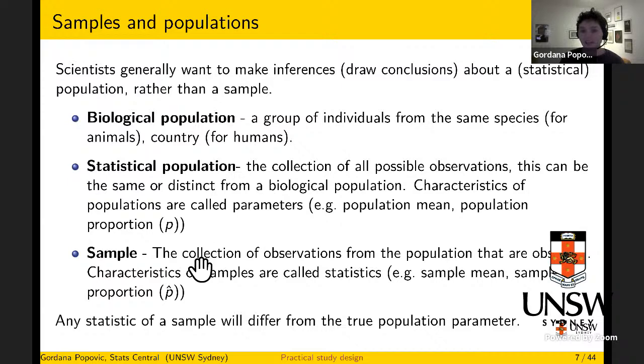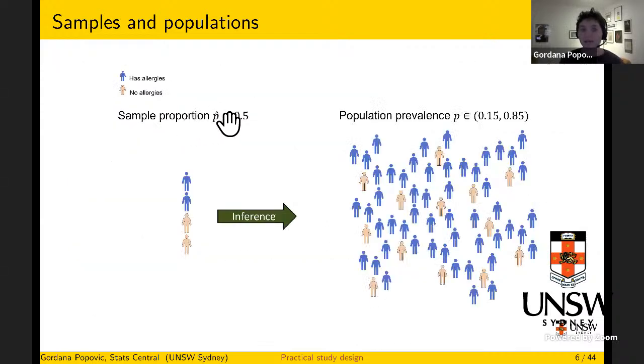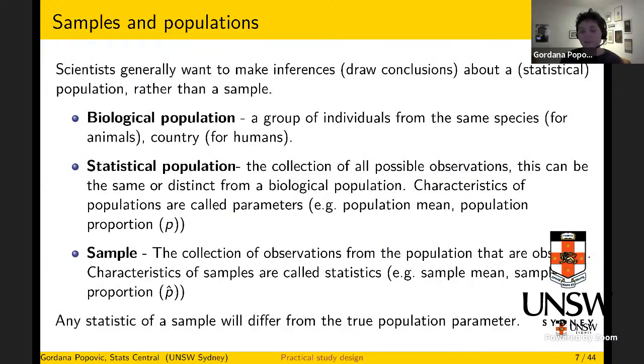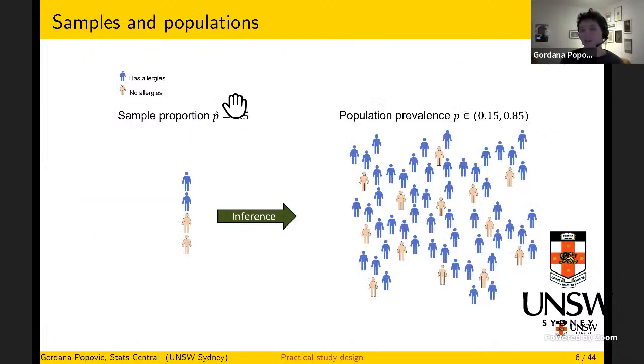And characteristics of samples are called statistics. This is where the word statistics kind of comes from. So a statistic is just a characteristic of a sample. That would be p hat here, the sample proportion. It's important to note that the statistics of a sample will differ from the true population parameter. This is not the true proportion of allergies. This is just the sample proportion of allergies in your sample. And if you took a different sample, you would absolutely get a different proportion.